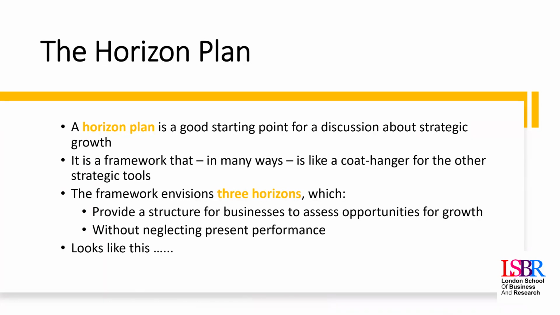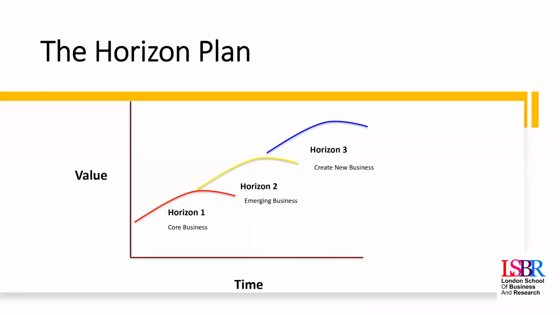And what does it look like? Well, it looks something like this. Here we have a diagram with 2 axes. On the left-hand axis, or what we shall call the y-axis, we have the value. And on the x-axis, we have time, okay? So time and value is what we're looking at. Now, horizons 1, 2, and 3 all deal with value and time, but the 3 of them are different.